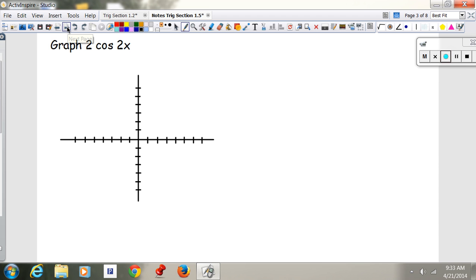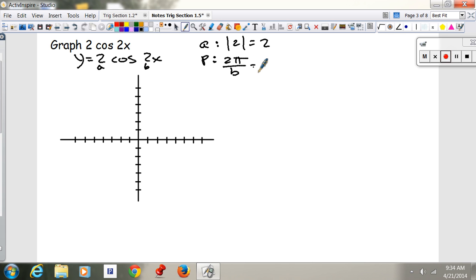All right, let's look at the next one. 2 cosine of 2x. I actually should have put y equals 2 cosine of 2x. So let's find the a and the p. What's my amplitude of that graph? 2, it's the absolute value of 2, which is 2, because that's the a right here. This is my a, this is my b. Period is 2 pi divided by b, which is 2 pi divided by 2, which is just pi. So in this case, 1 period is just going to be pi radians.